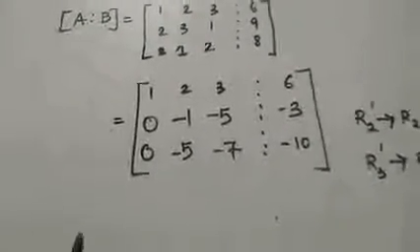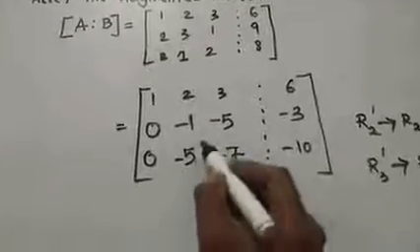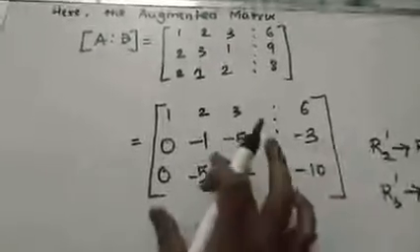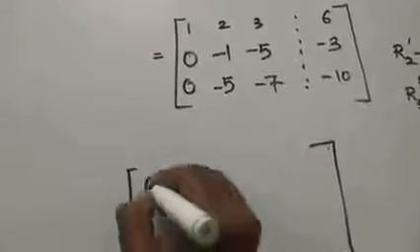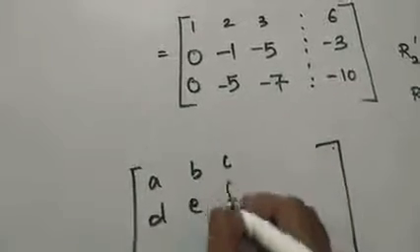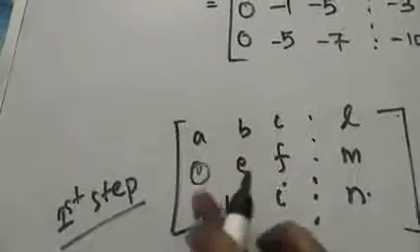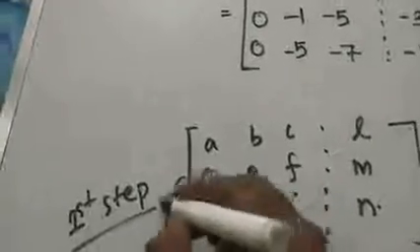Now second step. Second step is you have to make this 5 element as 0. Only 2 steps you have to follow here. Whenever you are getting an augmented matrix, suppose I am writing A, B, C, D, E, F, G, H, I. Here L, M, N. The first step is by using row operation, you have to make this D as 0, this G as 0, by making these 2 0 with the help of the first row. First step, finish.